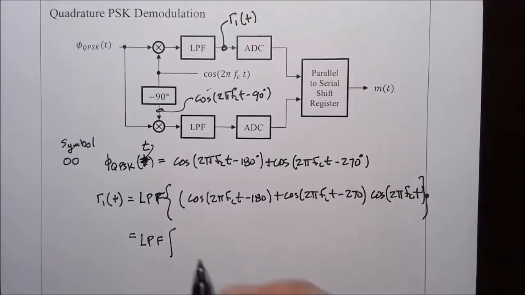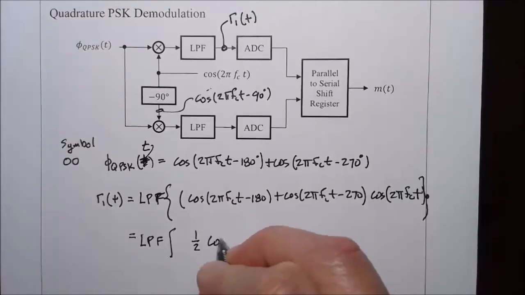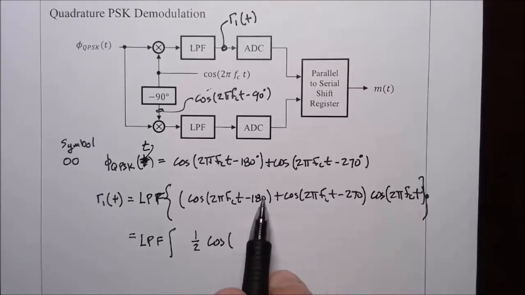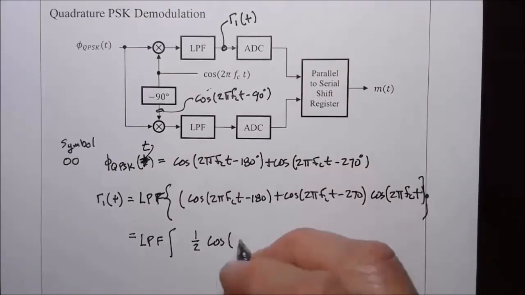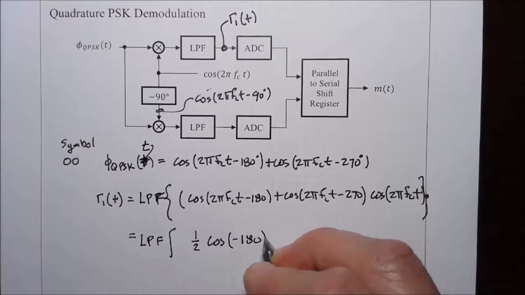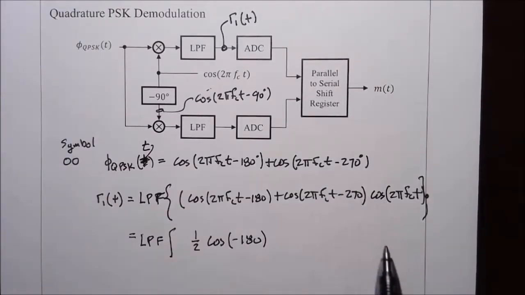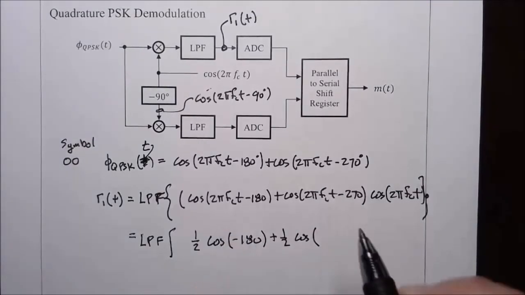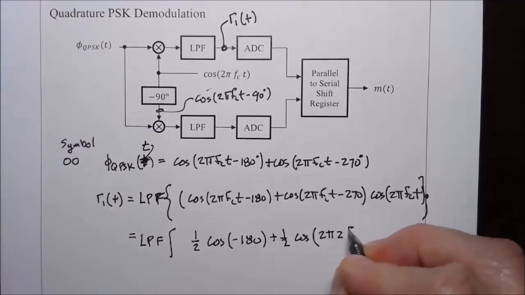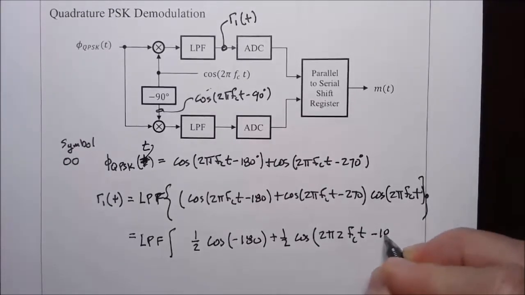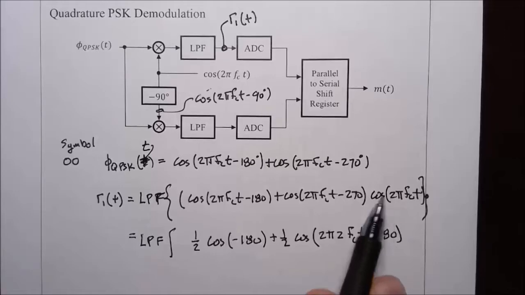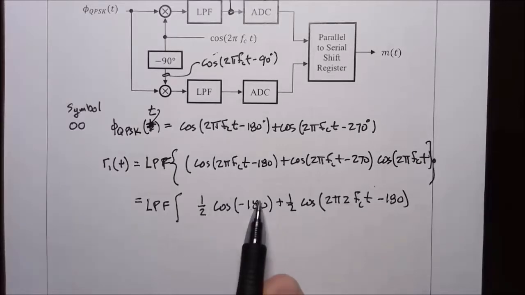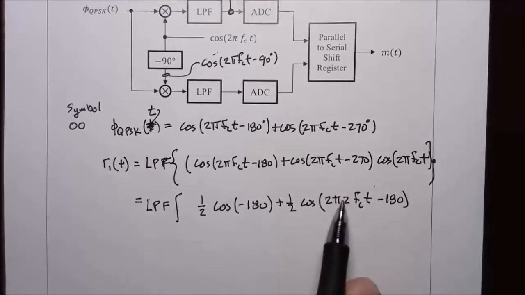I'll apply the trig identity. We have a 1/2 cosine of the difference of the angles. So 2 pi FCT minus 180 minus 2 pi FCT is just minus 180. And then for the second term, plus a 1/2 cosine of the sum of the two angles. So that's going to be 2 pi times 2FC times T minus 180. So that's this cosine times the first cosine: 1/2 the cosine of the difference, plus 1/2 the cosine of the sum of the angles.